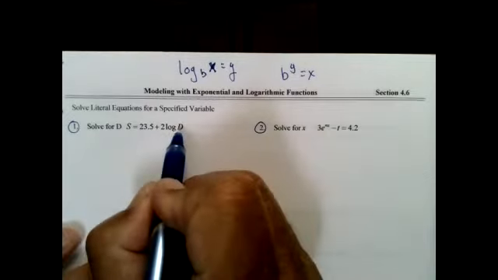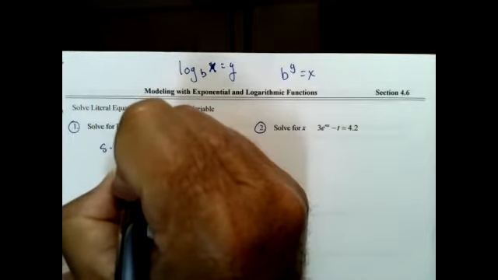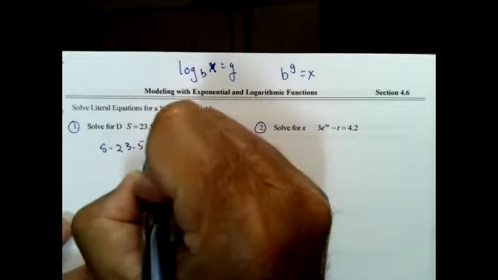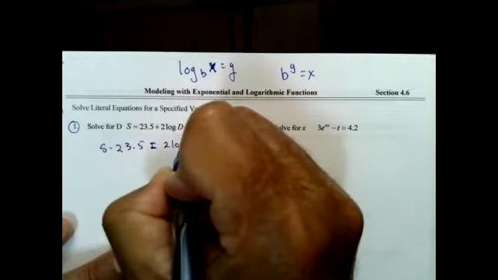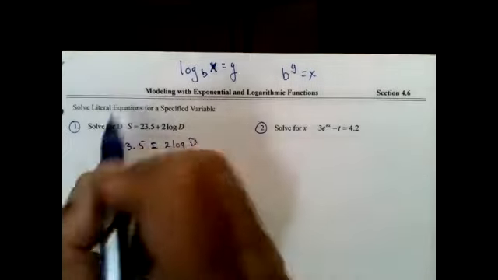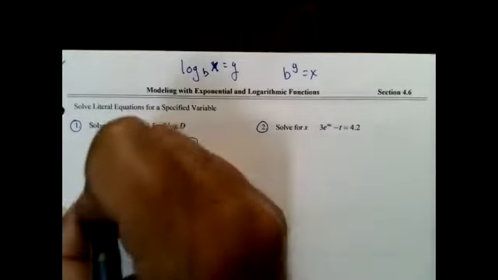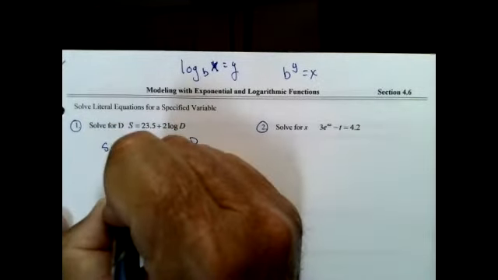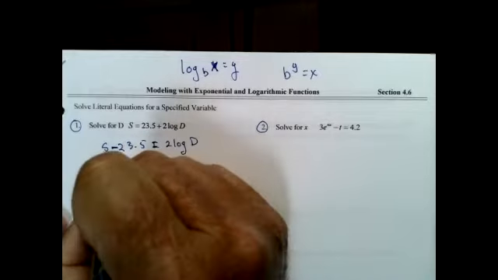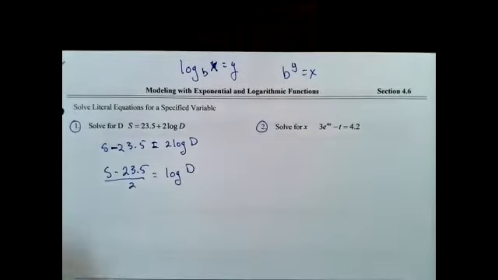I want this term by itself, s minus 23.5 equals 2 log of d. Well, there's no base down there, so we know that to be the common log. So all I did was subtract 23.5 from both sides. I'm now going to divide it by 2. S minus 23.5 over 2 equals log of d.